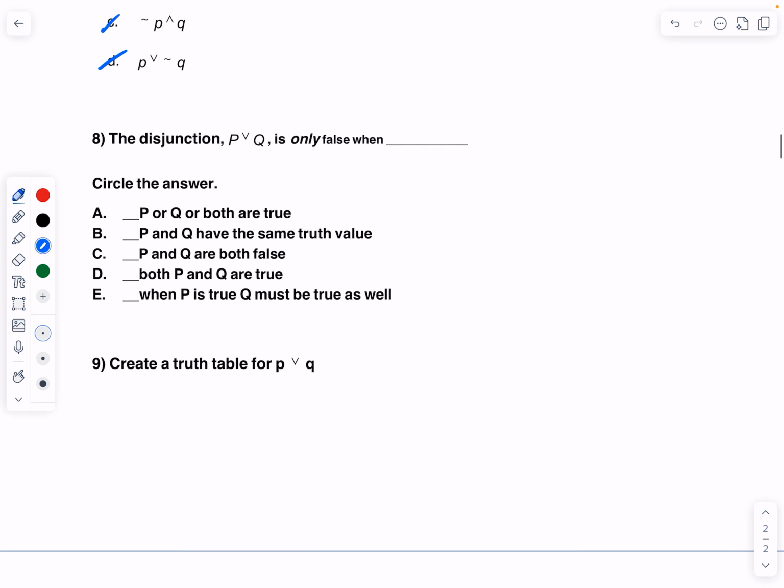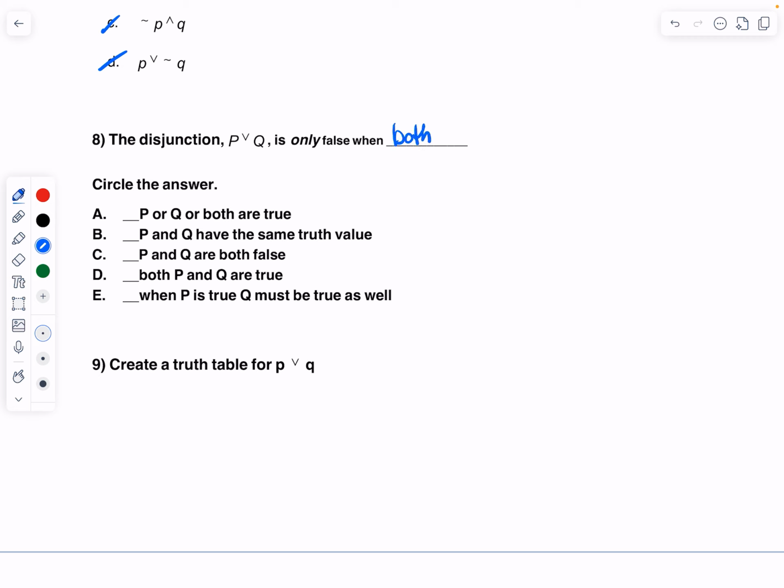Number 8, the disjunction P or Q is only false when both simple statements P and Q are false. So remember that false or false equals false. Otherwise, the rest of them are true. So circle the answer. So when both P and Q are false is C. So that is the answer.